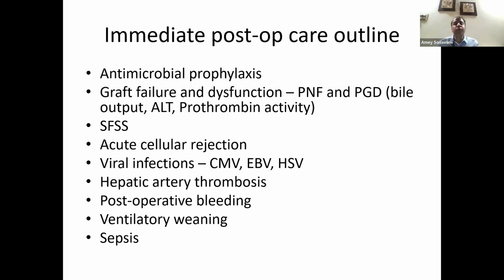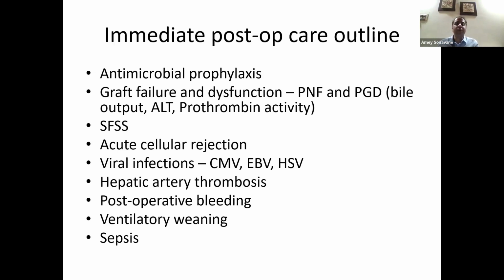We must recognize two things very early post-transplantation, that is a primary non-function and a primary graft dysfunction. And three things help us in doing this: the bile output, the ALT level, and the prothrombin activity. And we have various scores to look at this.